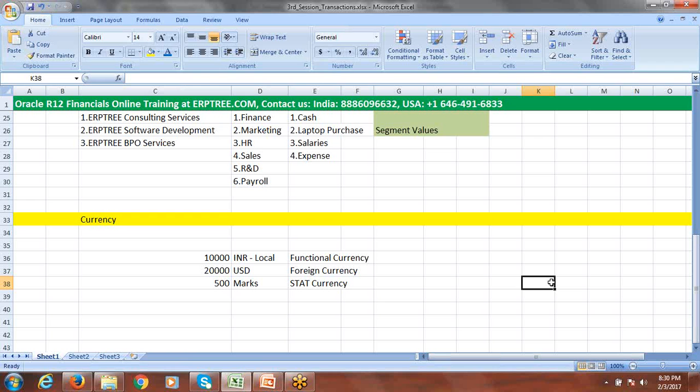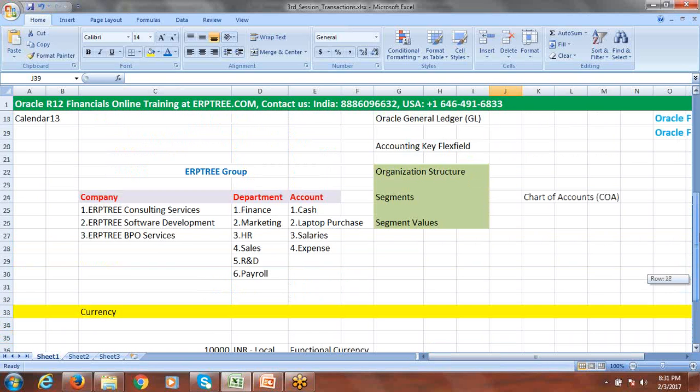Stat currency, we already discussed. The values with non-monetary measurements, all we call stat currency. In reality, stat currency is not a currency at all, but we just have to treat it in the system as a currency. So finally, as per our system, you can classify currencies into three types: functional currency, foreign currency, and stat currency. Functional currency means local currency, foreign currency means all currencies other than local currency, and stat means the values, the measurements, or the statistical information. That's all. Okay, this is what we have to understand.